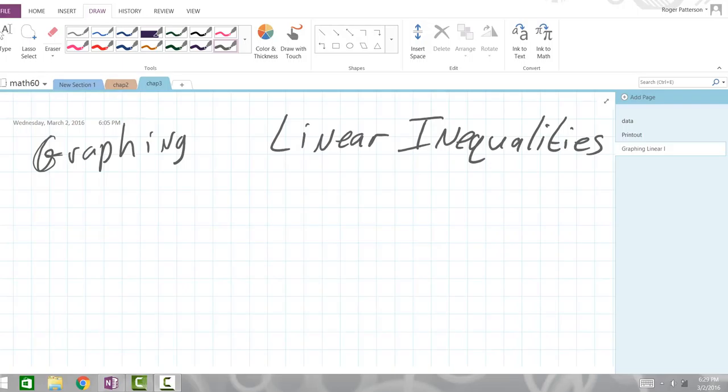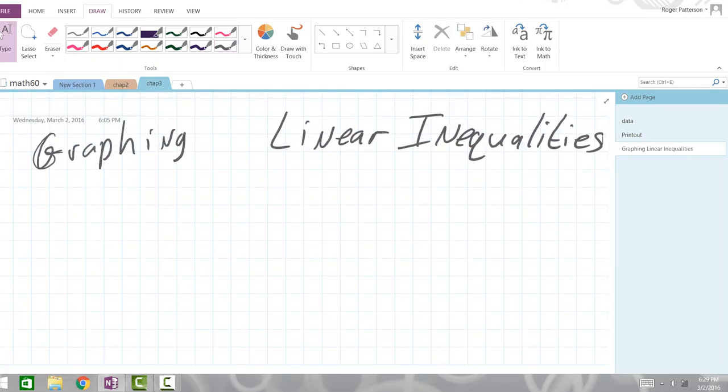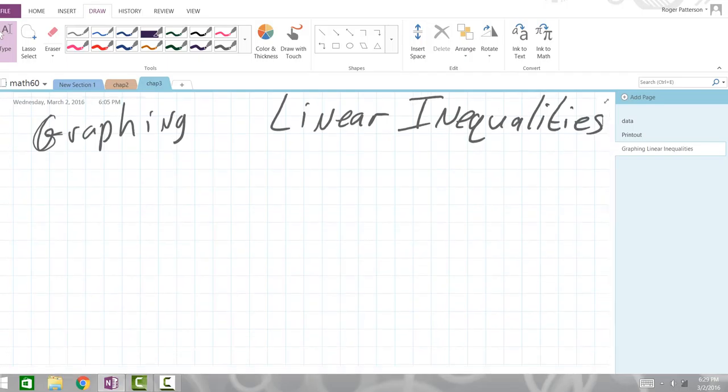Qualities. All right. And today I found a grid on this little screen here. Okay, let's just talk a little bit about what a linear inequality is. All right.